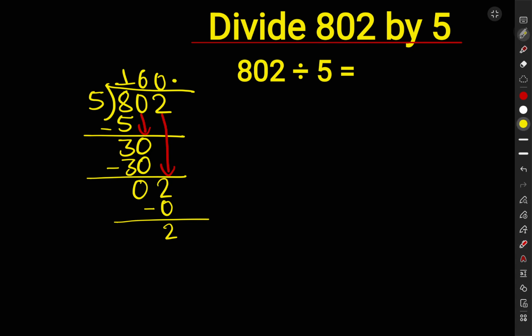So we take a decimal here so that we put 0. So it is 20 and 5 times 4 is 20. On subtracting we get 0. So 802 divided by 5 is 160 decimal 4.